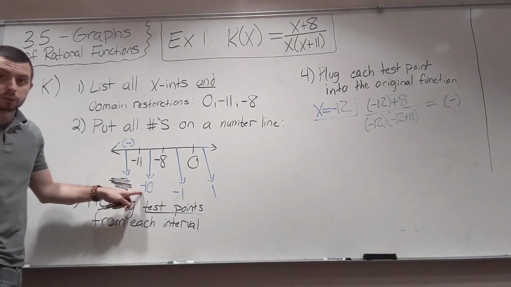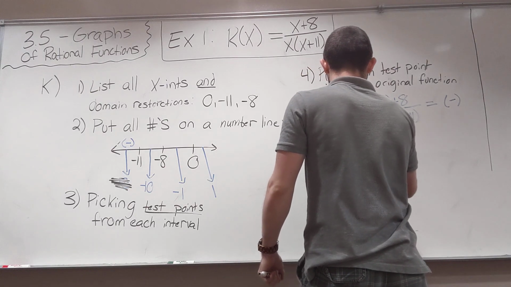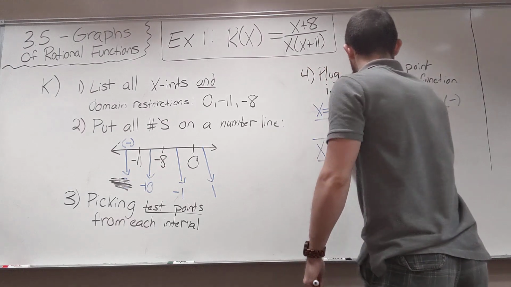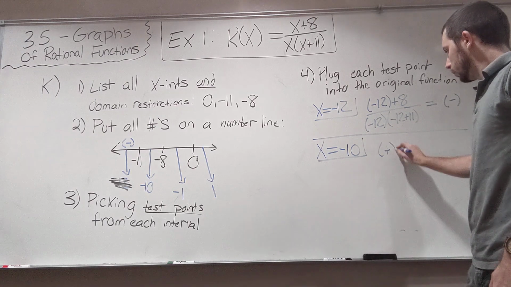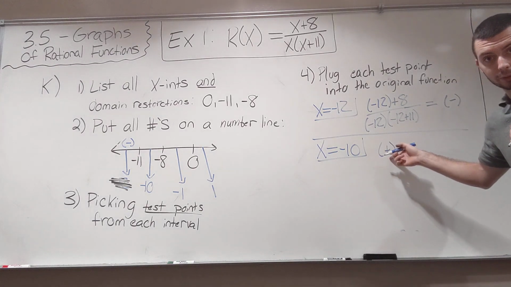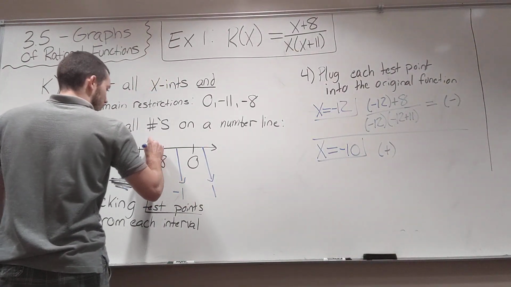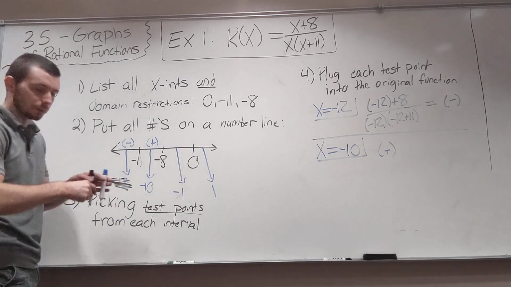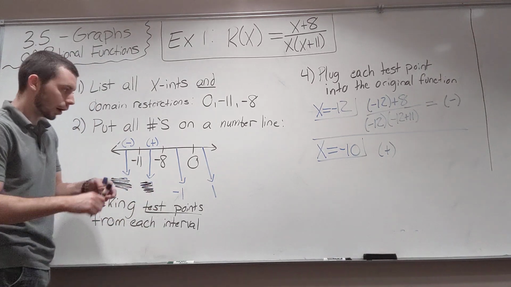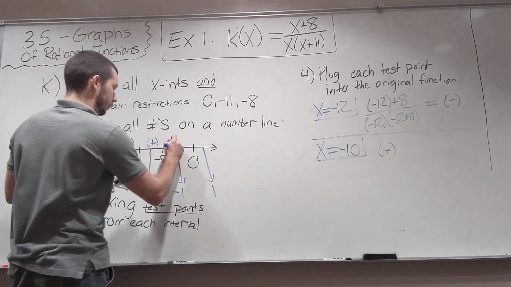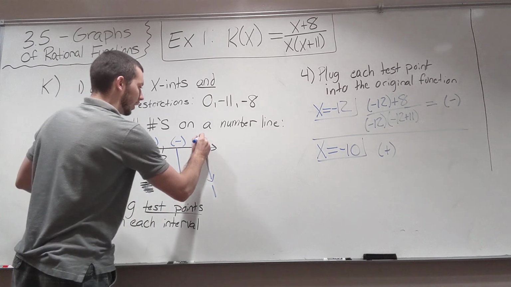So let's keep going. Negative 10 is next. So it's the same idea. I just so happen to know that we're going to get a positive number from that. And then negative 10 is gone. If you plug in negative 1, you're going to get a negative number. And if you plug in positive 1, you're going to get a positive number.